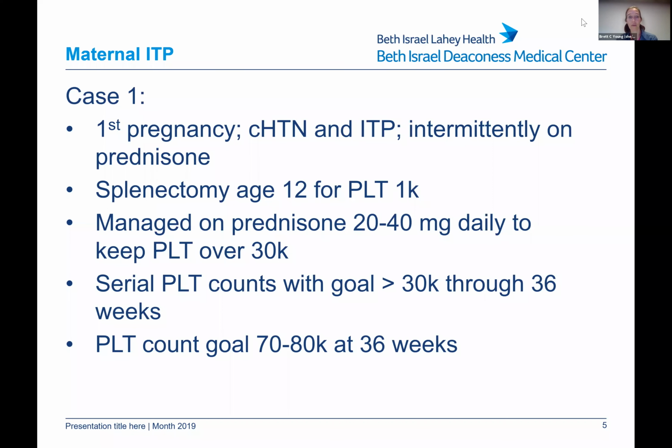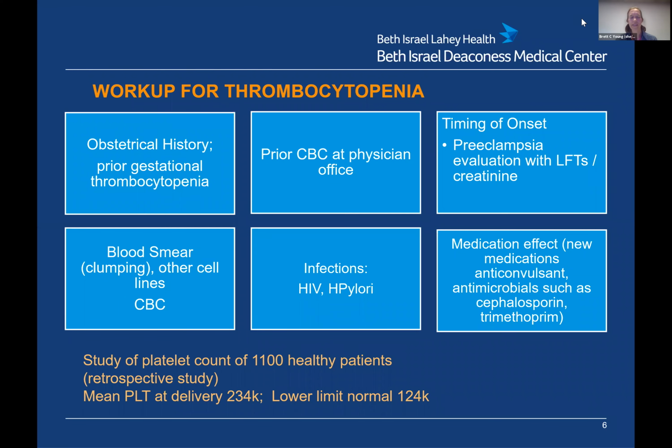That was their goal when not pregnant. That was the same goal that we had during her pregnancy. And so we managed her in pregnancy with serial platelet counts with a goal of over 30,000 throughout pregnancy until 36 weeks. And then with a platelet count goal of 70 to 80,000 starting at 36 weeks, following weekly until delivery. So let's get into a little bit more about the workup for thrombocytopenia.